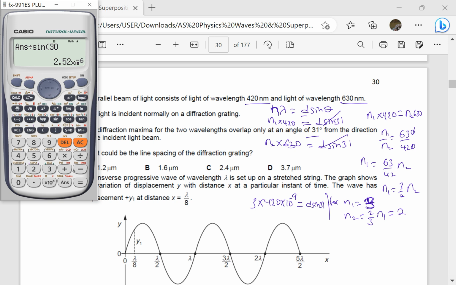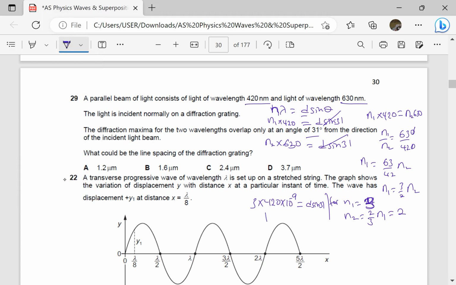No, I did sine of 30 instead of 31. Let me repeat. 3 times 420 exponent negative 9 divided by sine of 31. That is 2.4 times 10 power negative 6. So D is equal to 2.4 times 10 power negative 6, which is 2.4 micrometers. So the answer is going to be C.